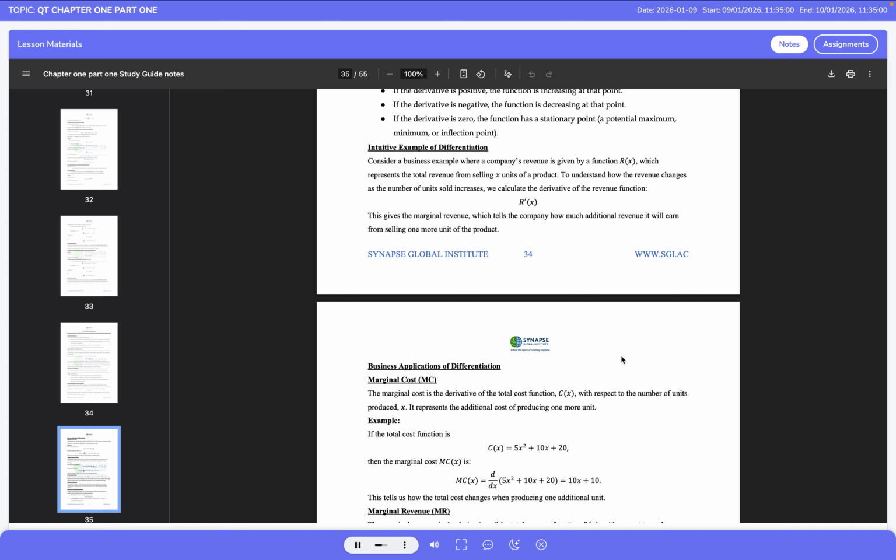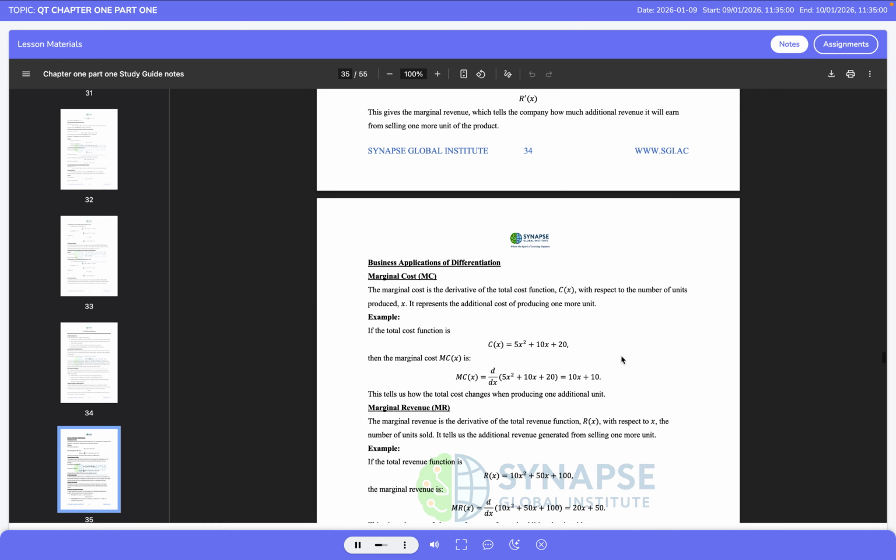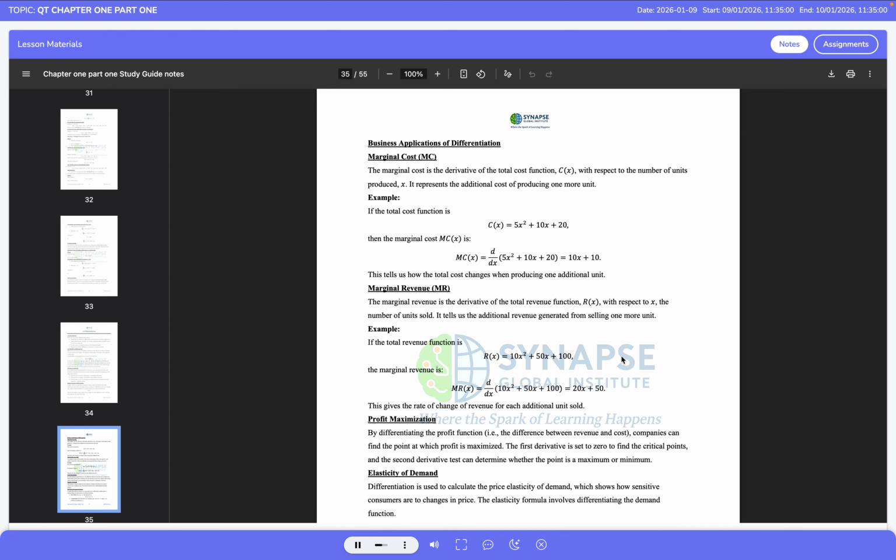Differentiation has several important business applications. Marginal cost is defined as the derivative of the total cost function C(x) with respect to x. It represents the additional cost incurred by producing one more unit. For example, if the total cost function is C(x) = 5x² + 10x + 20, then the marginal cost is obtained by differentiating this expression, giving 10x + 10. This marginal cost function tells us how total cost changes when production increases slightly.